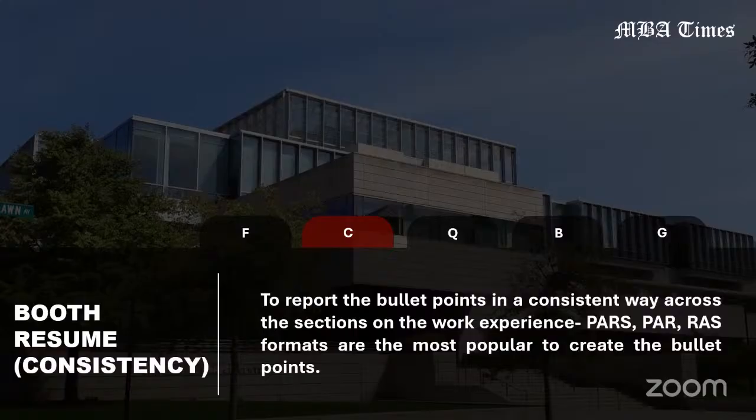There is no preference for one over the other, but I must tell you that you should not be mixing them all in one resume. Only one consistent bullet format per resume, which should be PRS, PAR, or RAS. Remember that. And when you look at the samples, I've actually made errors on purpose, so you can spot those errors when you see whether the resume is consistent in terms of bullets or not.